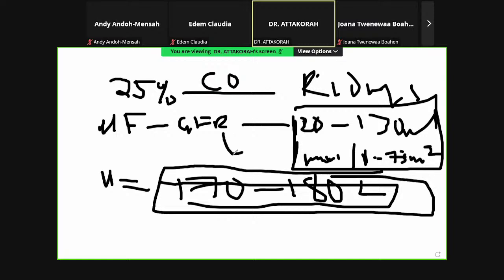This is ultrafiltration at the Bowman capsules. But because we have ADH acting at the distal convoluted tube, some of this will be reabsorbed at the collecting duct. Some of this will be reabsorbed at the loop of Henle. Some of this will be reabsorbed. And therefore, for a day, the urine that should come out should be 1 to 2 liters.